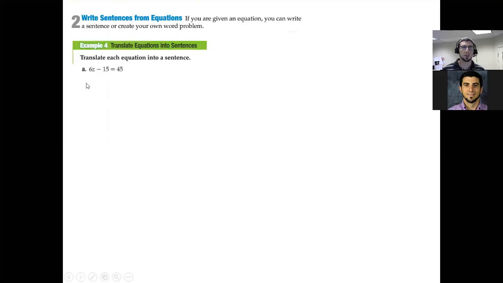This one, 6z minus 15 equals 45. That's pretty much what you could say, except you'd want to be a little bit more specific. You could say something like 6 times z minus 15 equals 45. Now there's often not one single correct answer. You could say the product of 6 and a number decreased by 15 is the same as 45, okay?